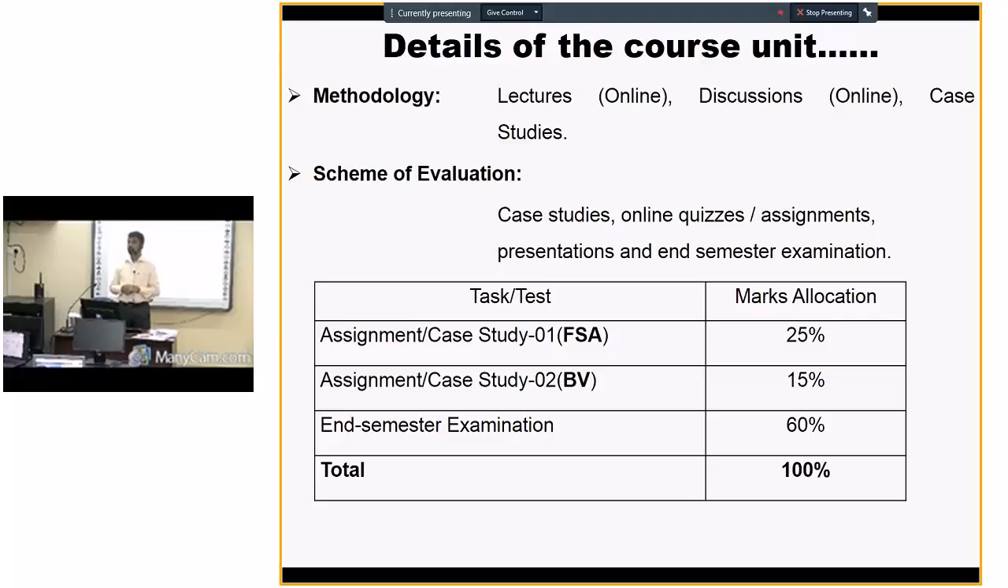The financial analysis part will be discussed by Mr. Saman Bandara and myself. The business valuation part will be discussed by Mr. Chaturaliyanage. We allocated 15% for business valuation assignments and another 25% for financial statement analysis assignments. The rest, 60%, is for the end semester examination. On the very first day, assignment 1 is based on market data, that means market financial statements.